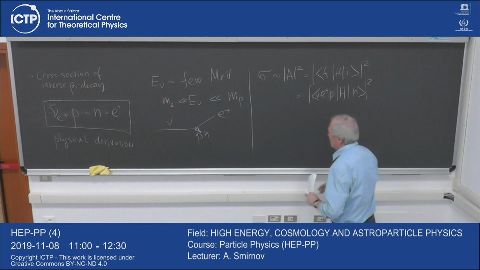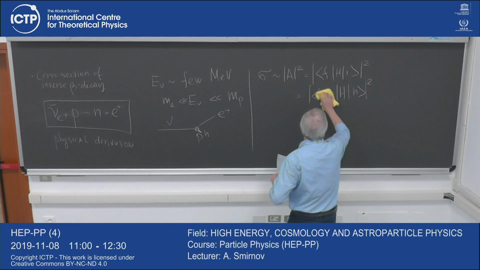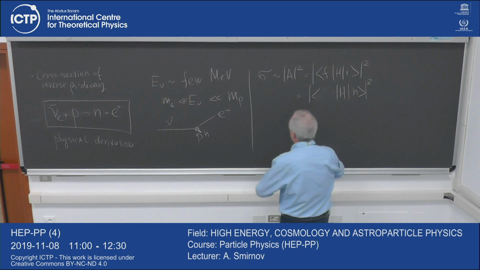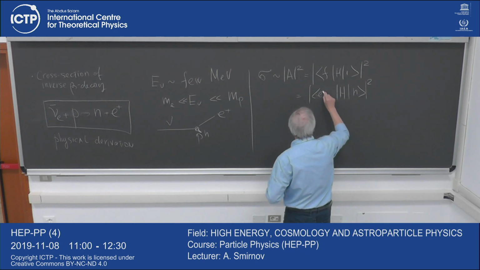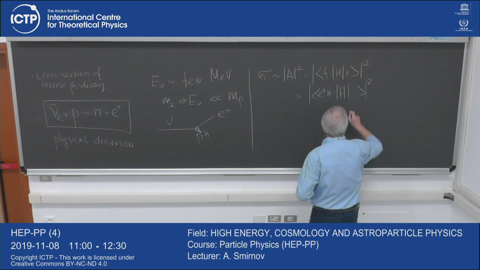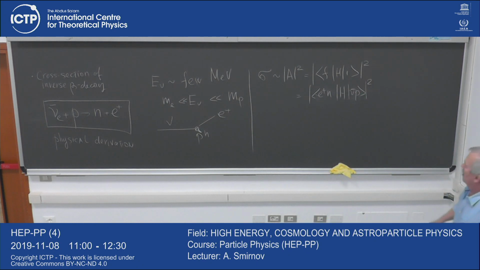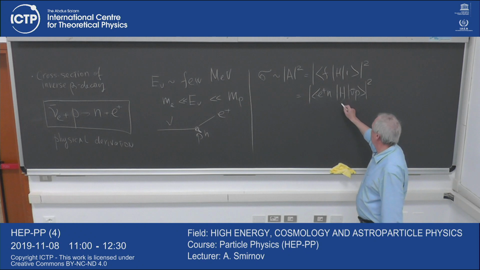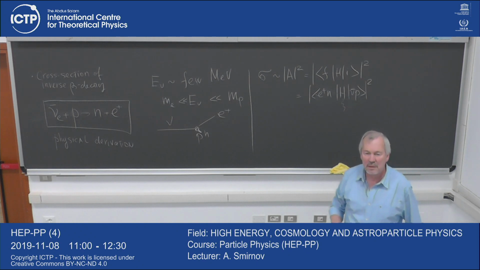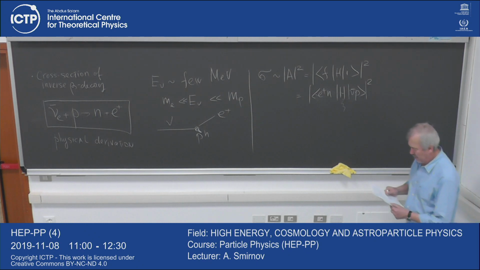No, sorry, for this process it's not beta decay. I have final state positron and neutron, and initial state is antineutrino and proton. Right, so I have to compute this element. And H is our Hamiltonian, which we derived last lecture. So this is the Fermi Hamiltonian, which was proposed by Fermi.